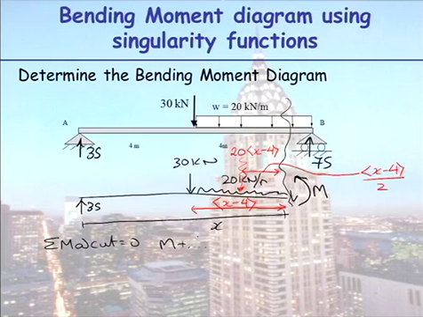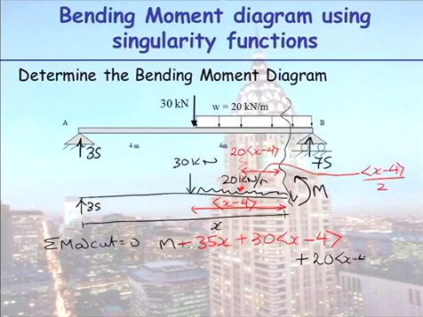So I don't think I'm telling you any secrets if I go minus 35x plus 30(x minus 4). And what's my third term? My load, we said 20(x minus 4) is my force.